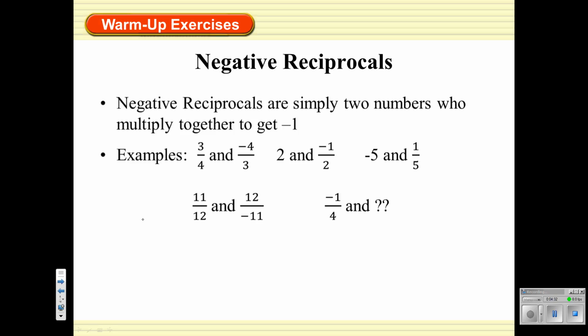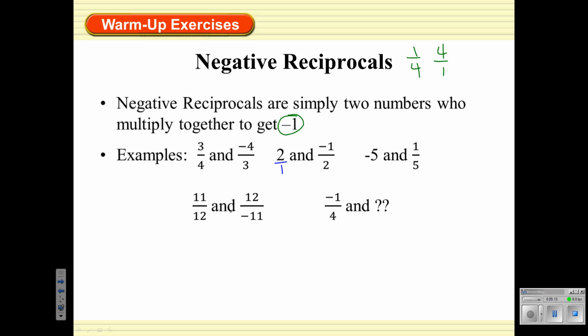Negative reciprocals are simply two numbers that multiply together to get negative 1. Now reciprocals are just the flips, like 1/4 and 4 over 1. Those multiply together to get a positive 1. We now want to get a negative 1. So notice 3/4, it's flipped and it's negative. So this one's positive, this one's negative, they multiply together to get negative 1. So 2 and negative 1/2. Negative 5 and positive 1/5.